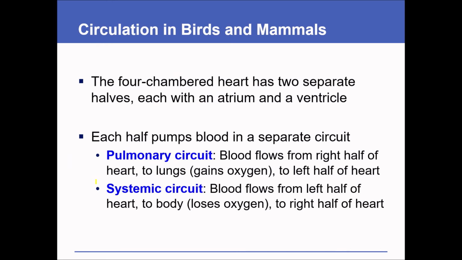And basically, in the circulation of birds and mammals, there are two types of circuits, the pulmonary and the systemic. The pulmonary is the one that oxygenates the blood, and the systemic is the one that moves everything without oxygen back to the heart to be oxygenated in the lungs.